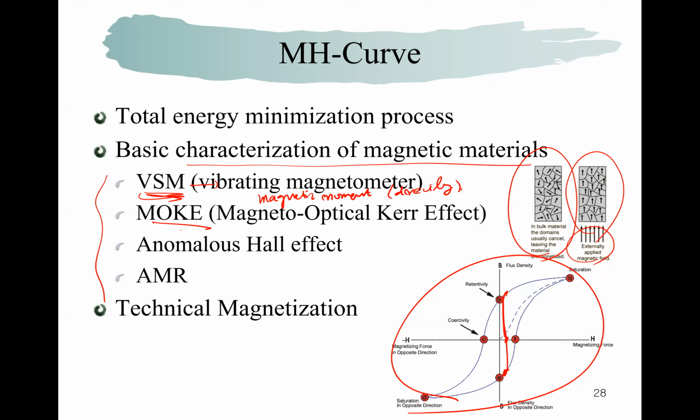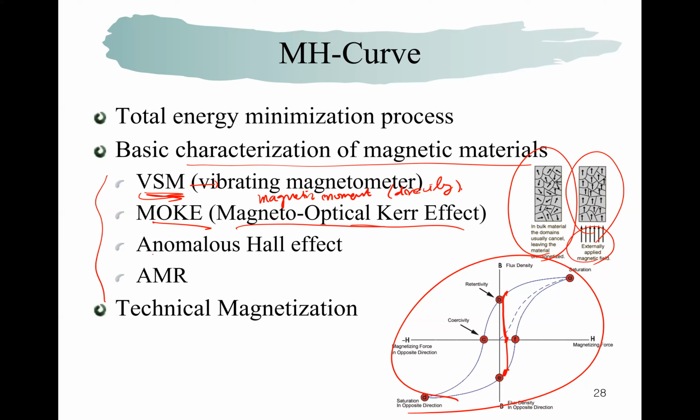And the MOKE is an optical technique, using the magneto-optical Kerr effect, which is when we irradiate polarized light on a ferromagnetic material, the reflected light polarization is changed a little bit. It depends on the magnetic direction. This is what we call the magneto-optical Kerr effect. So the reflected light has a change of polarization, and this change is proportional to the magnetization direction. So we can indirectly measure the magnetization direction by using the MOKE.